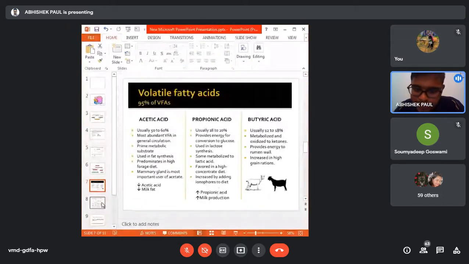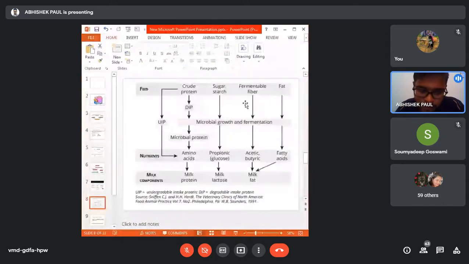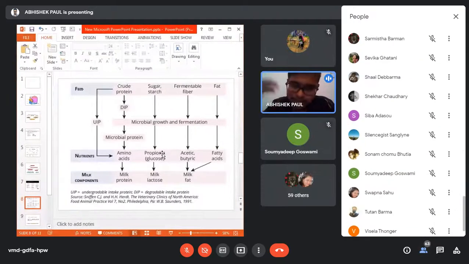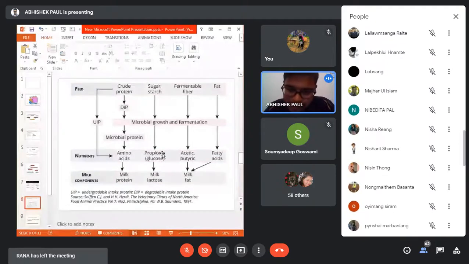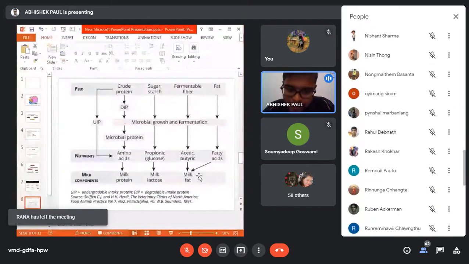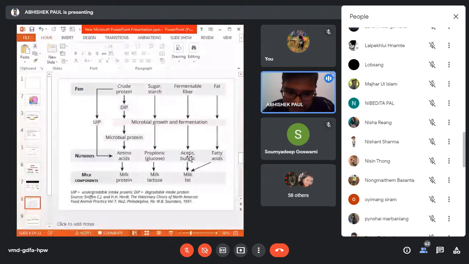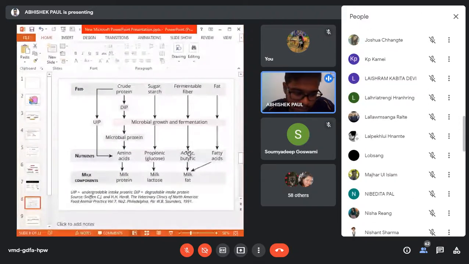This is again a repetition of the previous slides. Milk protein, how is it coming? It is coming from the crude protein. Crude protein means from the feed source which contains a high amount of protein. Then milk sugar, that is lactose, is coming from propionic acid. Propionic acid is a volatile fatty acid, and it is produced by carbohydrate fermentation. And milk fat, where is it coming from? Butyric fatty acid and acetic acid. So please try to remember this.